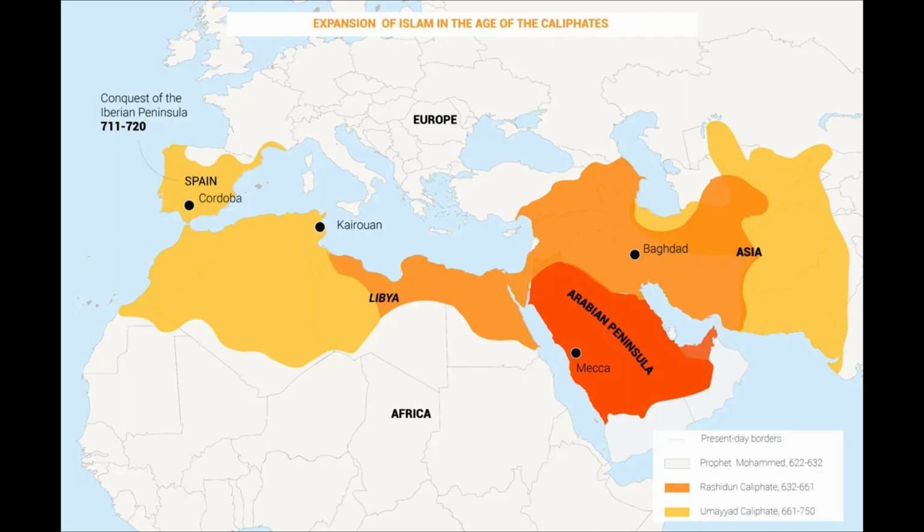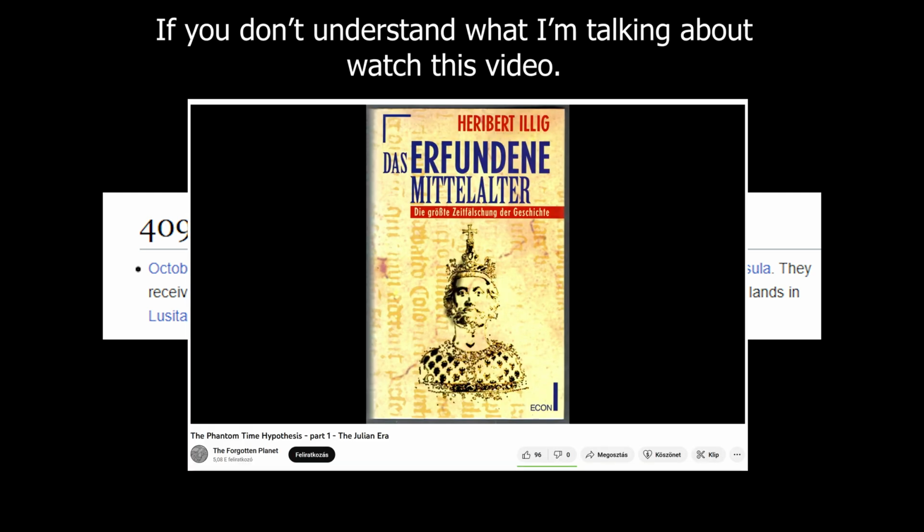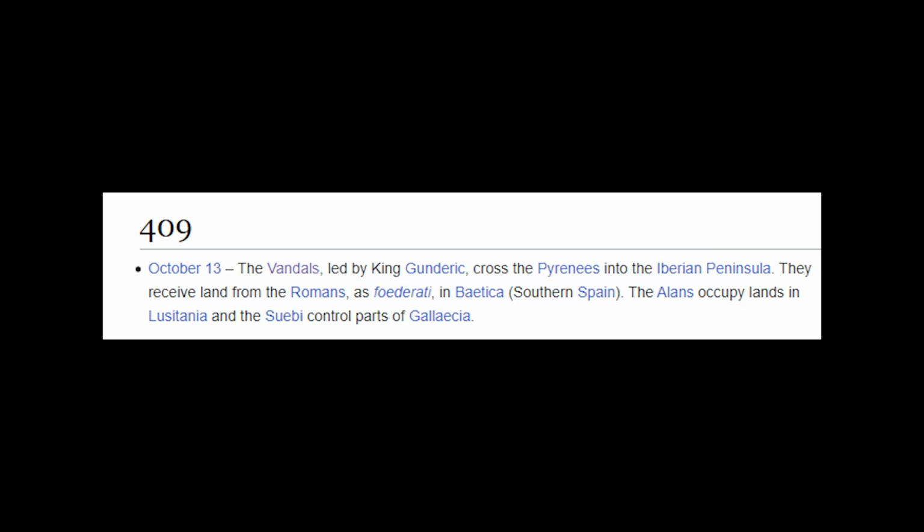Western sources also report on the Spanish campaign, but they do not assign it to the Huns. The Wikipedia article writes the following about the year 409. The Vandals, led by King Gunderic, crossed the Pyrenees into the Iberian Peninsula. This happens 42 years, or almost a Julian calendar era difference, before Attila's campaign in Gaul, and the Vandals don't do this alone. They are accompanied by Suebians and Alans.